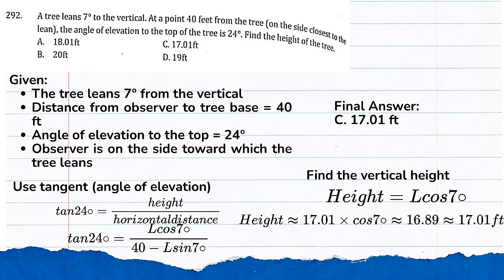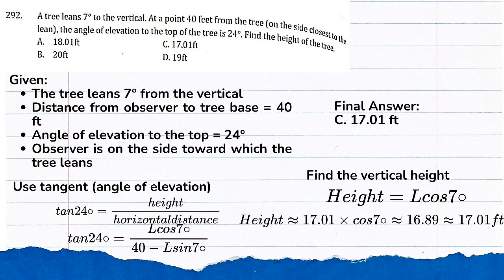The tree is leaning, not straight up. That means the actual length of the tree is not equal to its vertical height. So the top of the tree is shifted horizontally. Now, what are we solving for? We are solving for the height of the tree, the vertical height, not the slanted length. We are given the distance from observer to tree base, that's 40 feet, and the angle of elevation, which is 24 degrees. The tree leans 7 degrees toward the observer. If the tree leans toward the observer, is the top farther or closer? Closer. So we must adjust the horizontal distance.